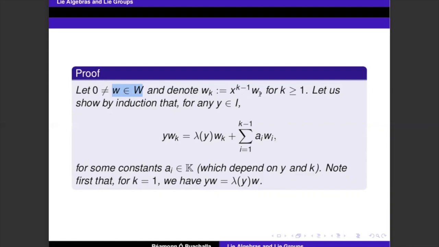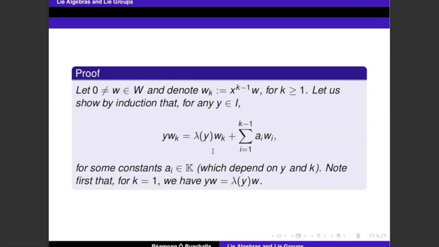So when you act on this w by x, or x to the k minus 1, we don't know that you land back in w. In fact, that's precisely what we're trying to prove. So that means that if we take this, wk is not necessarily contained inside w. As I said, this is what we're trying to prove. So y will not necessarily act as lambda. Okay? This is not guaranteed.